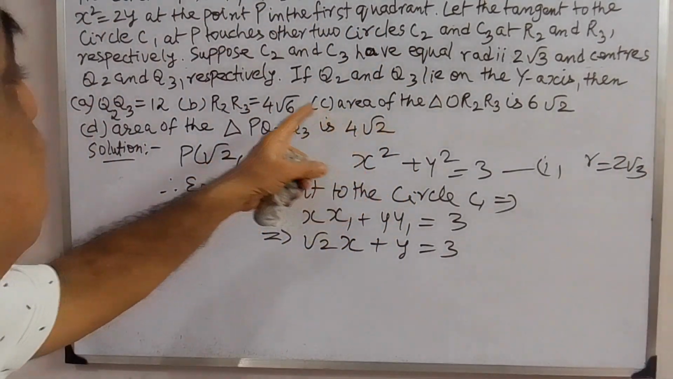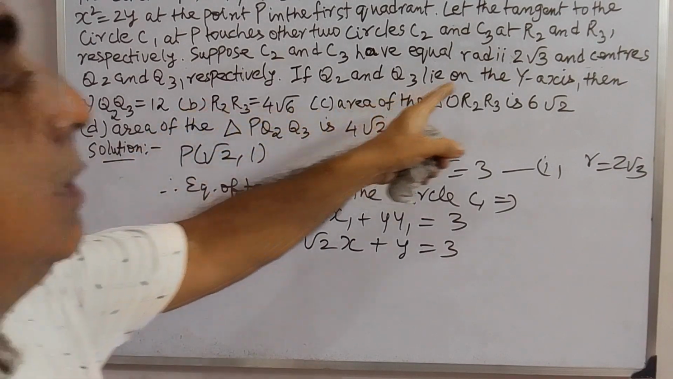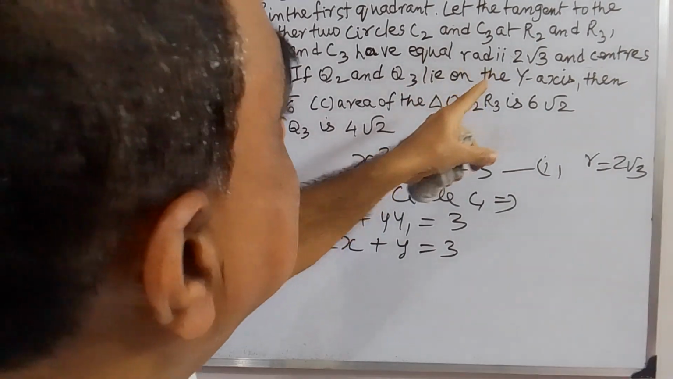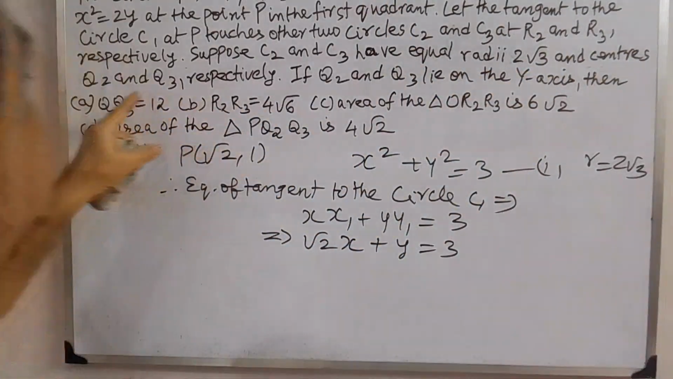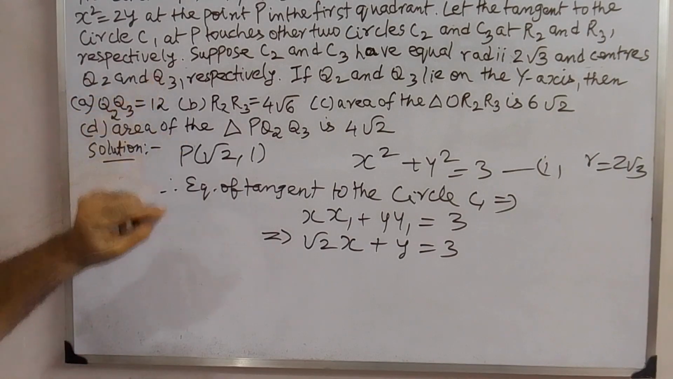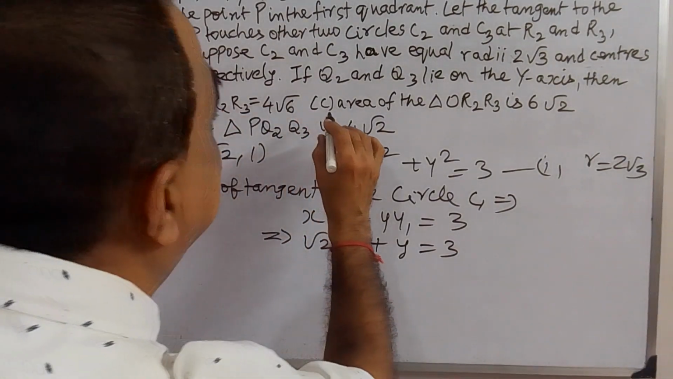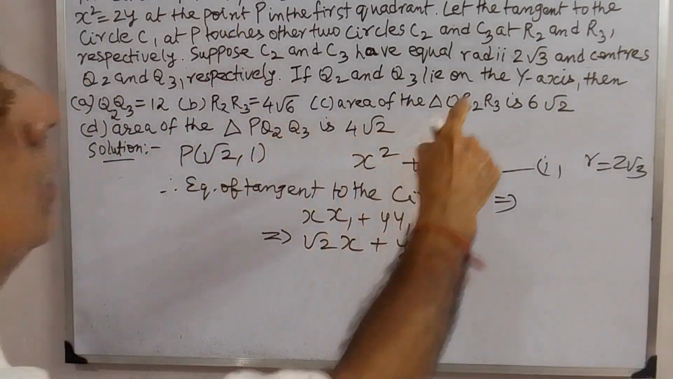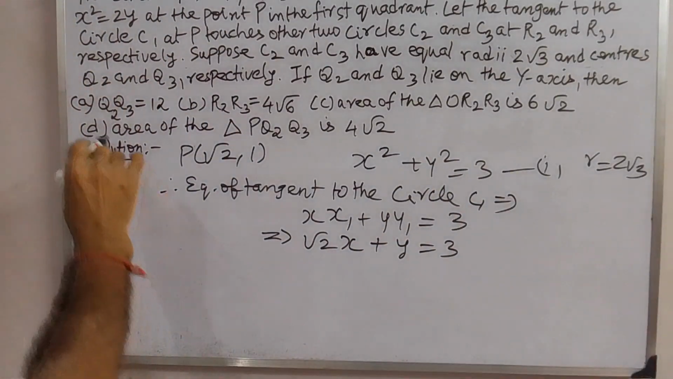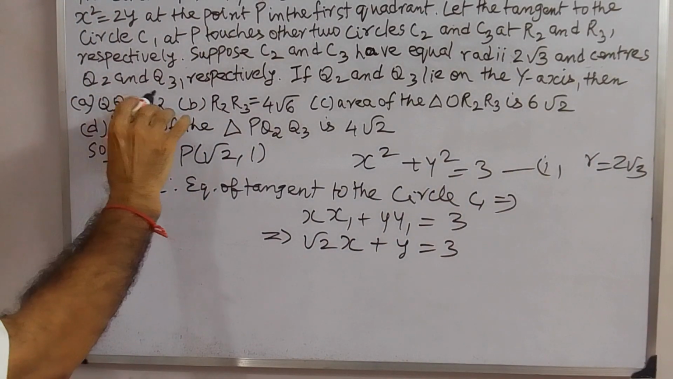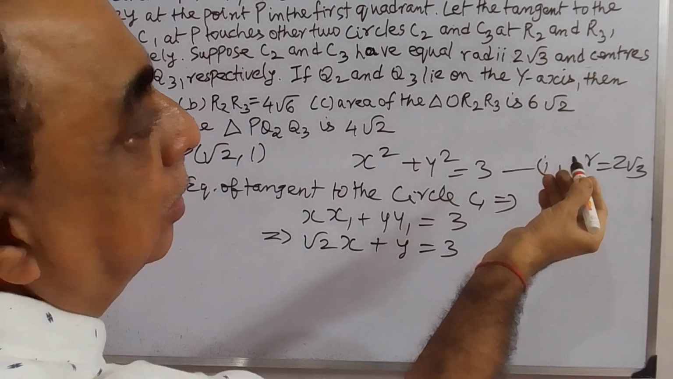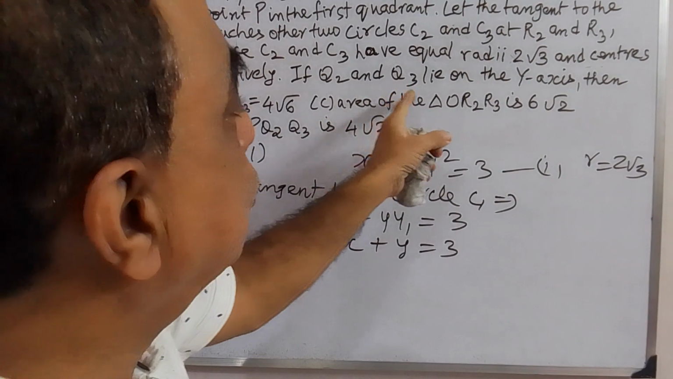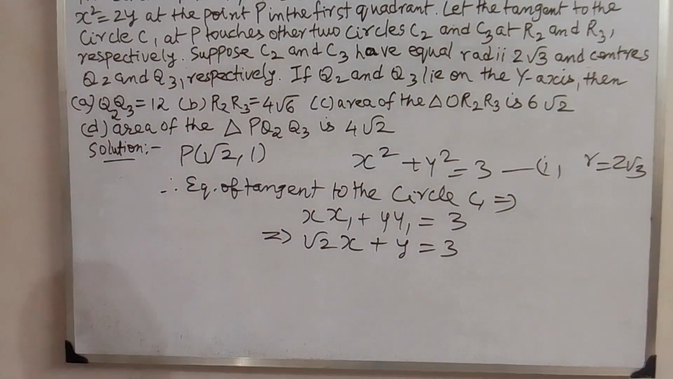Okay, and it is further told to us that this tangent is meeting these two circles, C2 and C3, whose radii are equal to 2 root 3, at the points R2 and R3. And Q2 and Q3 are the centers of the circles. That is, the centers of C2 and C3 are Q2 and Q3, and Q2 and Q3 are lying on the y-axis.